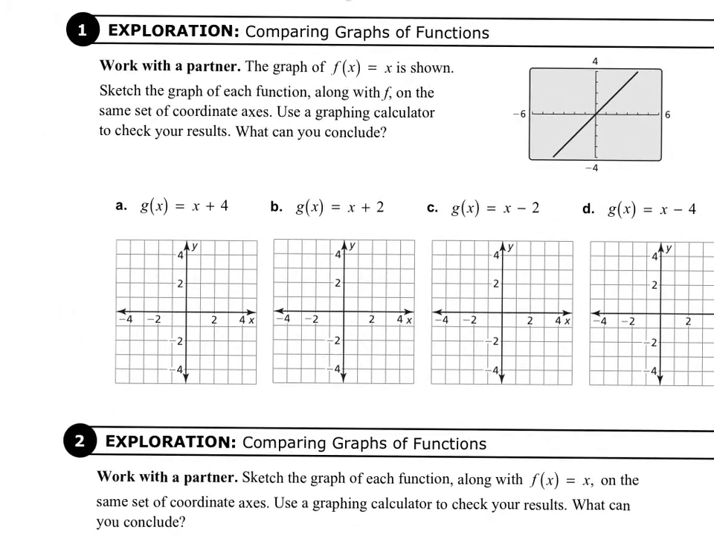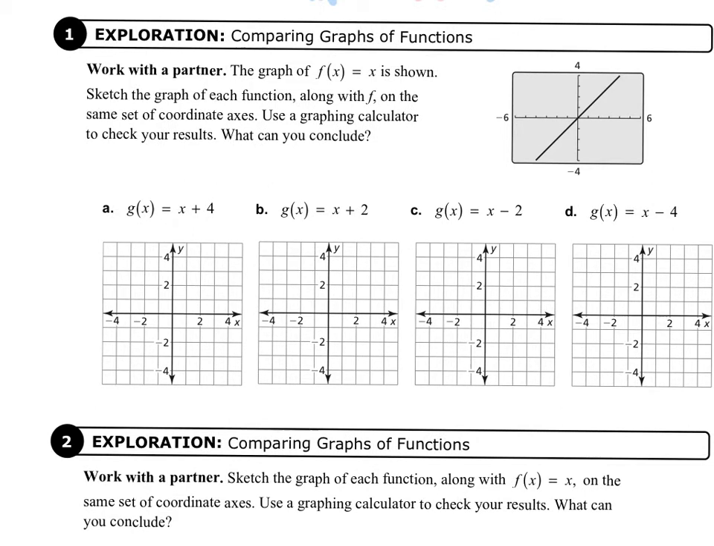Let's go to this first section here. It says the graph of f of x equals x. You want to highlight that, this is called the parent function. Okay, so sketch the graph of each function along with f on the same set of coordinate axes. We're not going to use a graphing calculator. We're going to use our knowledge of slopes and all that good stuff. So let's just look at this.